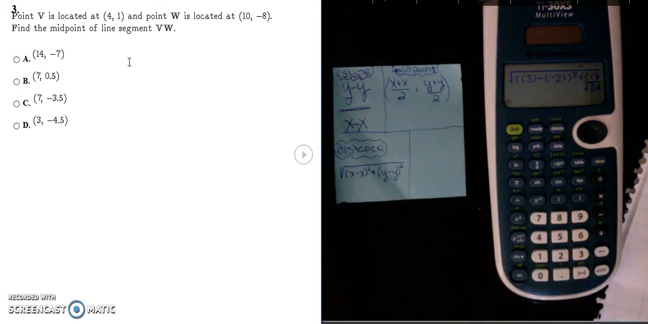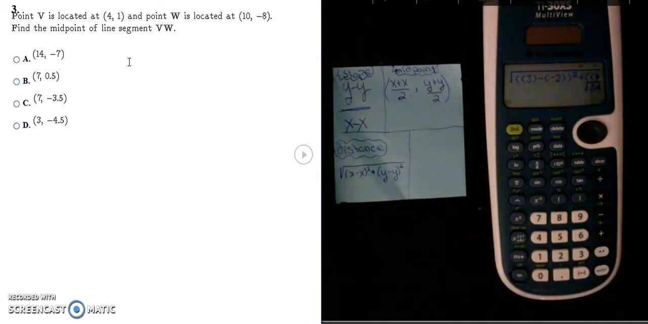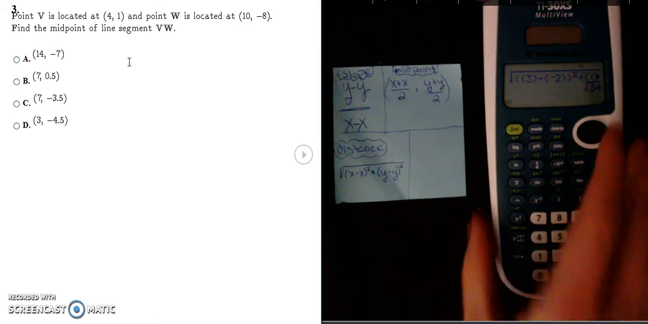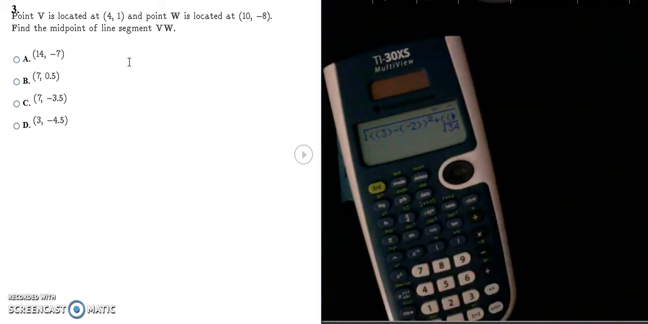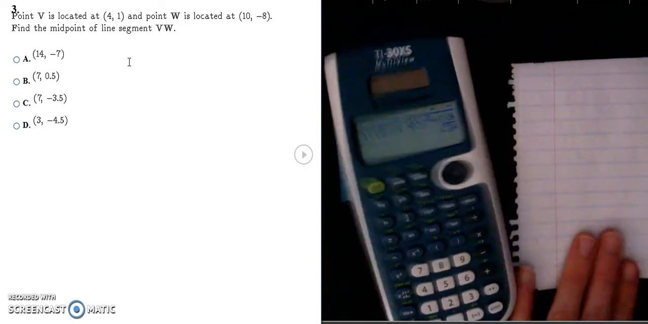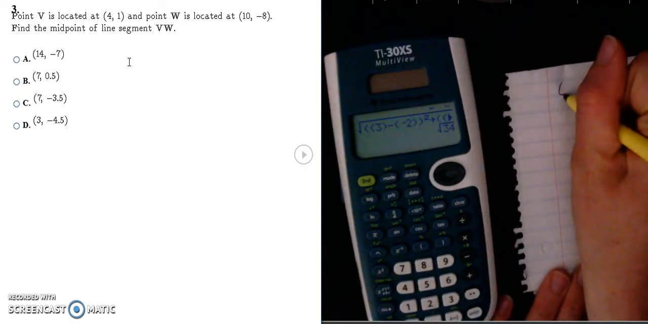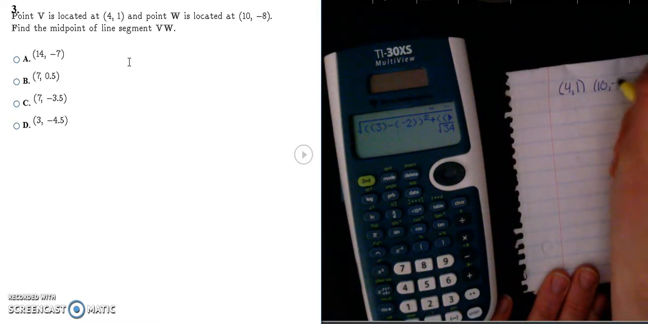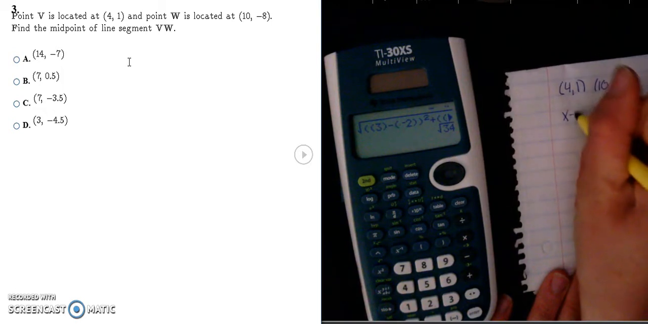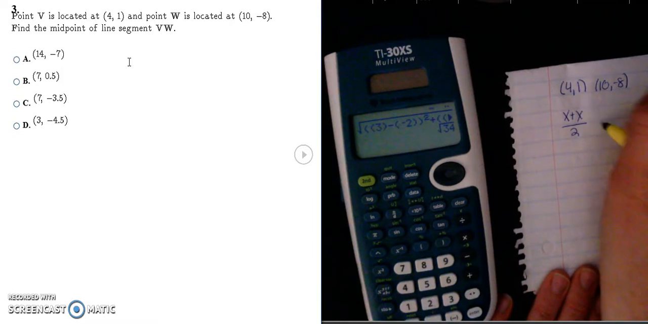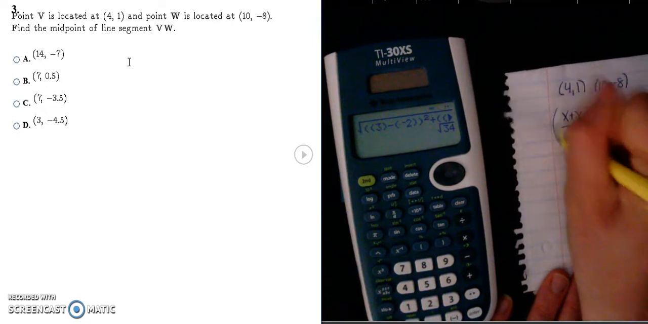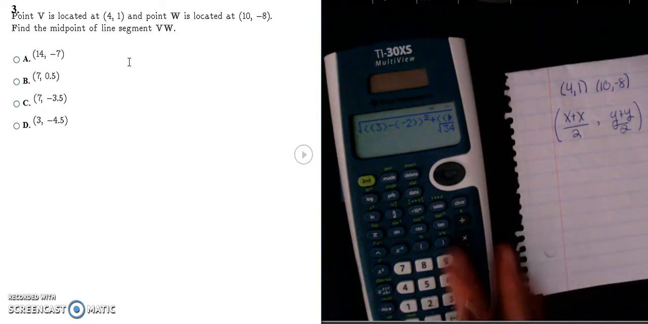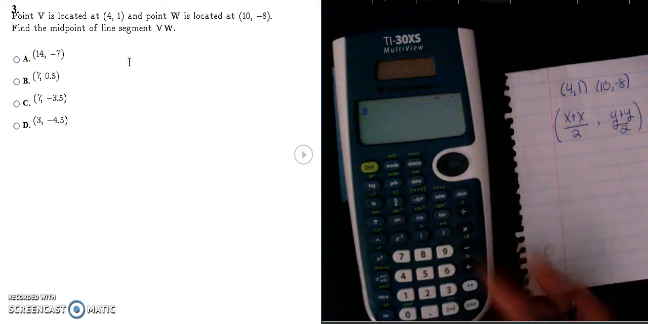Like I said, when I'm doing these problems, it's always a good idea to copy down the coordinates so that you can label them x, y and x, y, and that way you're less likely to make a mistake. So I'm going to copy down (4, 1) and (10, -8). Then my midpoint formula is you add the x's and divide by 2 for the x coordinate, and you add the y's and divide by 2 for the y coordinate. I'm going to have to do each of these parts separately on the calculator.